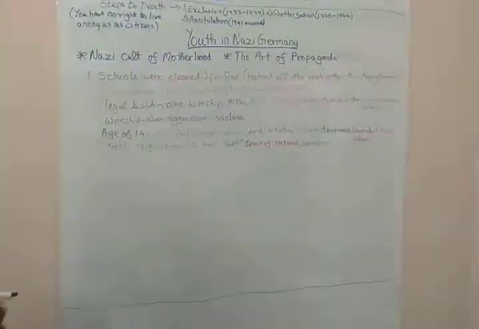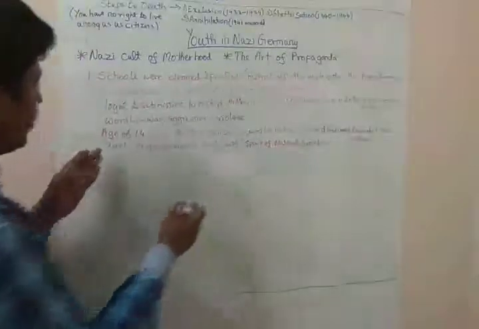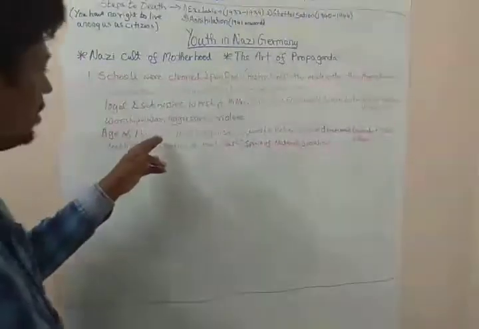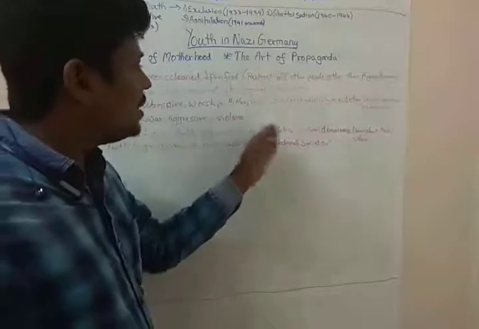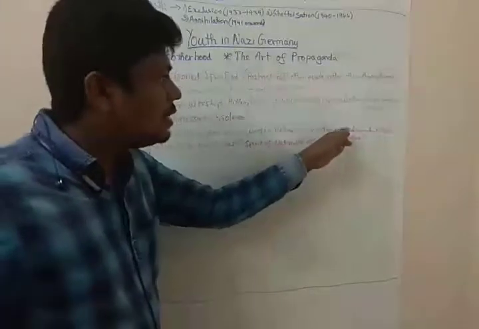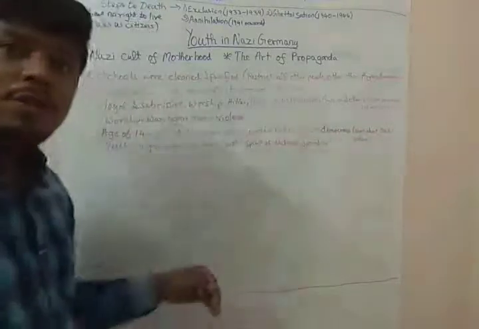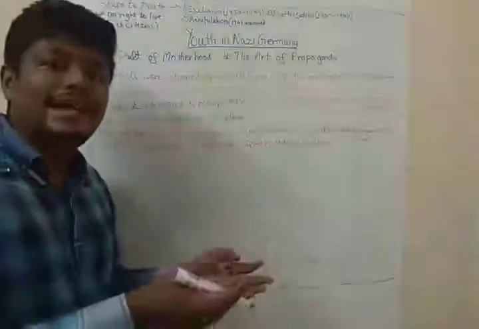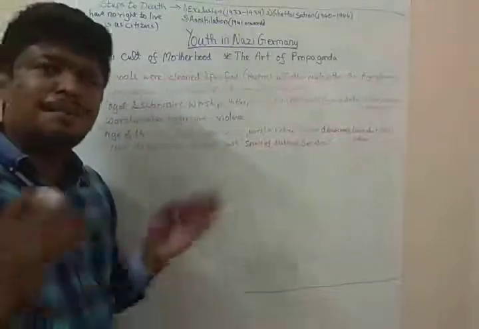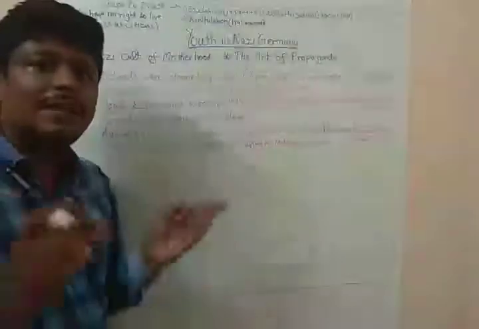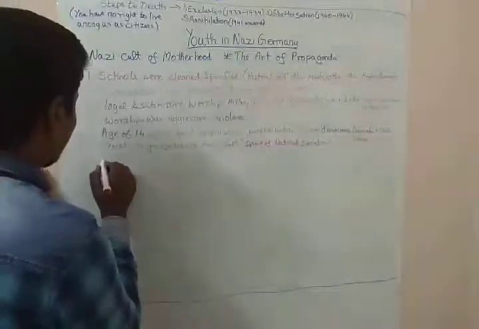And so, by the age of 14 itself, all the students were joining the youth organization and they worshipped violence and aggressiveness, they condemned democracy, they learned about Nazi values, and they started hating all other types of people living in Germany other than the pure Germans, that is Aryans, right?